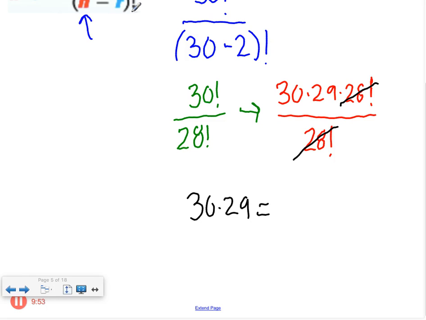So 32 times 31 is 992. So there are 992 ways to mix these people up. So what are the chances that Eli goes first and Maya second? There's only one. So 1 out of 992 chance.